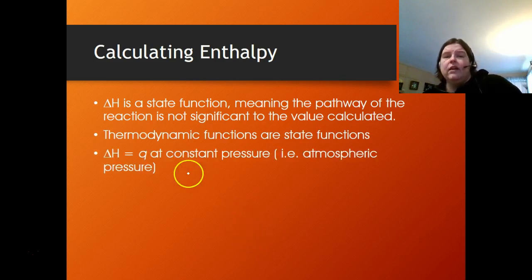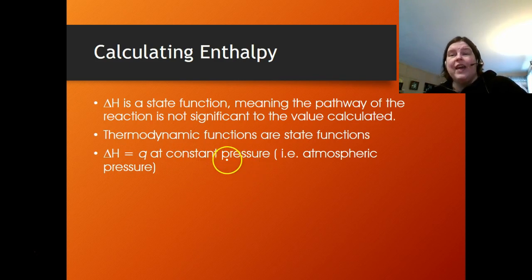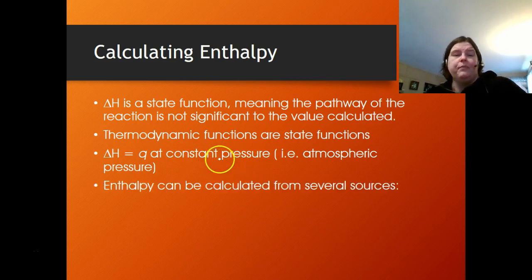Okay? Delta H is equal to Q at constant pressure. So all those calorimetry things that we're going to be talking about in just a minute, the Q that you calculated was equal to delta H because we had constant pressure going on. It was the atmospheric pressure. That did not change over time.